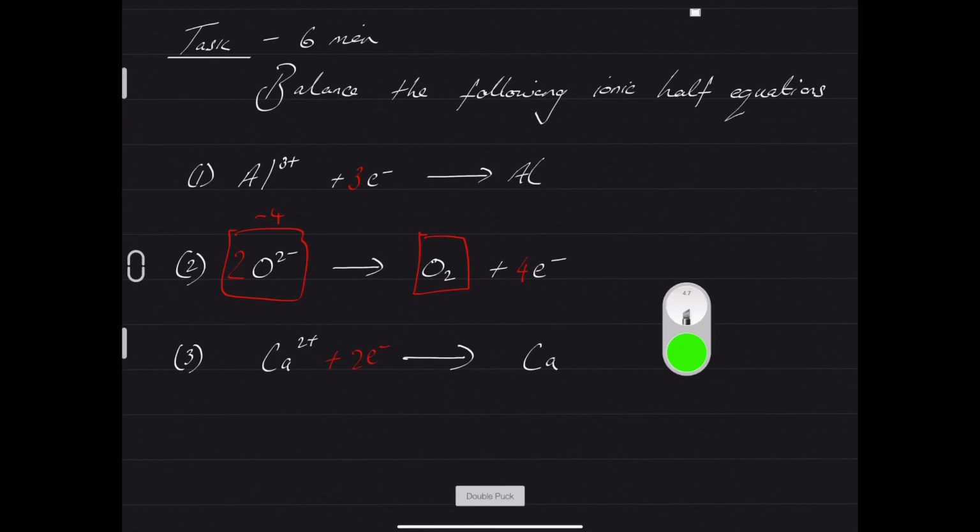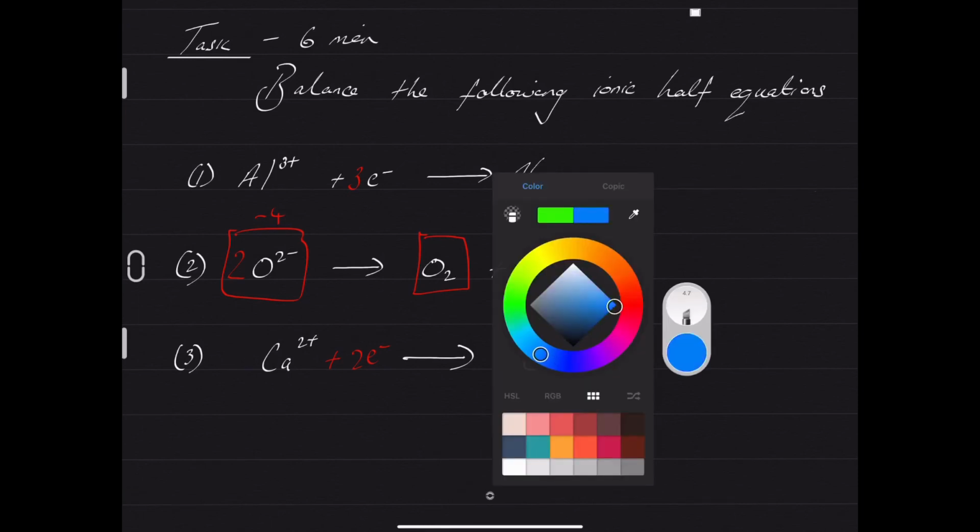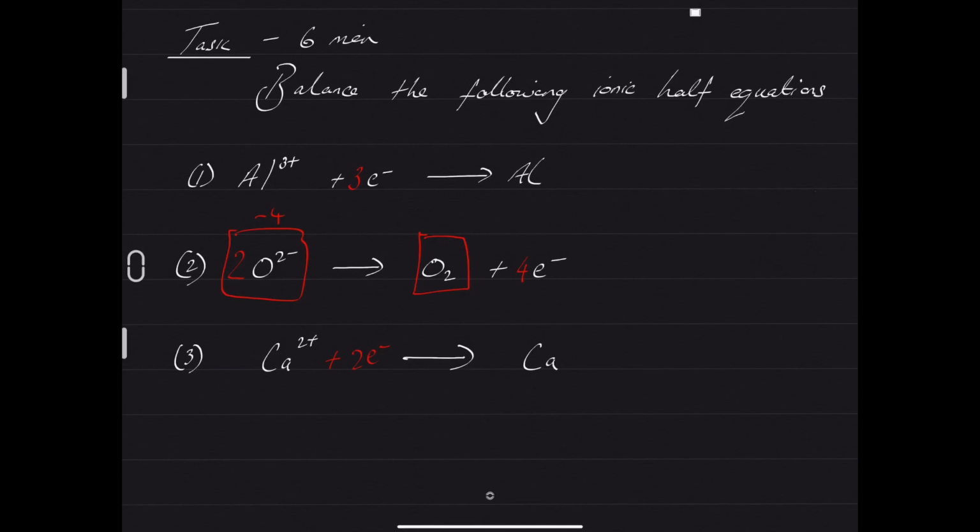Okay, so let's take a look at the answers. First one, aluminium has gained electrons. So this is a reduction reaction, and a reduction reaction is going to happen at the cathode, because cathodes are negative, therefore the positive aluminium ions are going to be attracted there.